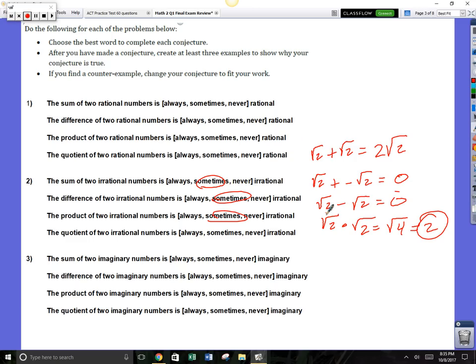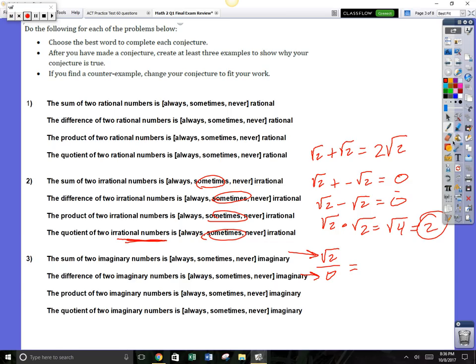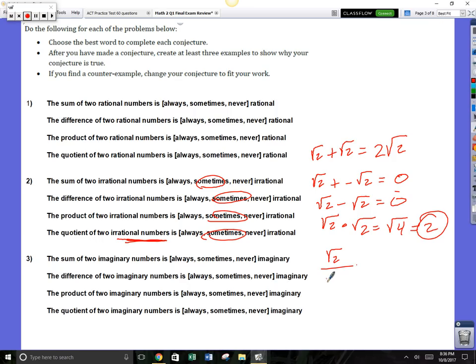Okay, the last one, same with divide. The quotient. So you could do this. You could use this for an example. Square root 2 divided by 0. Well, no, you can't, because you need to use two irrational numbers. And that one is irrational, but that one is rational, so you can't use that example. But you can use this. You can do square root 2 divided by itself, square root 2. And square root 2 divided by square root 2 is just 1. So if you divide anything by itself, it creates a 1, and 1 is a nice rational number. So for number 2, they were all sometimes.